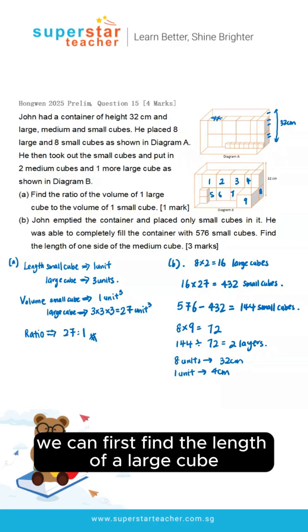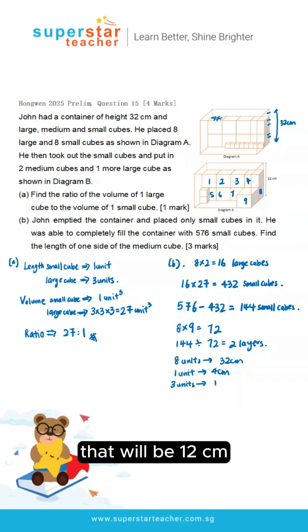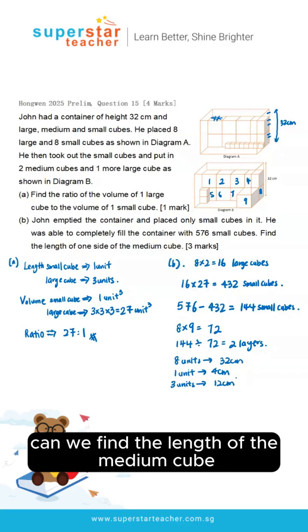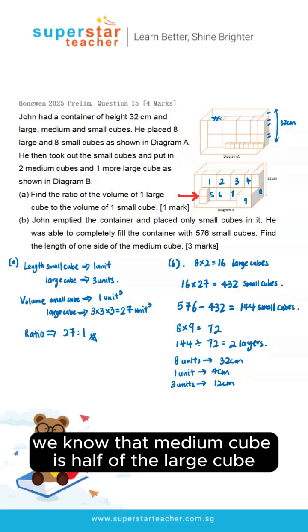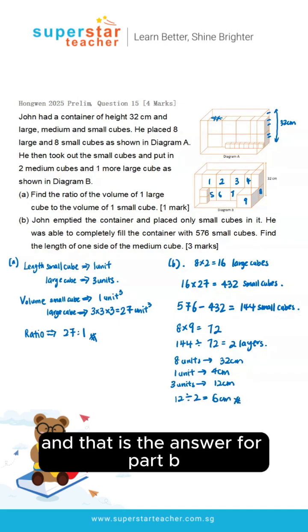We can first find the length of a large cube. The length of the large cube will be 3 units. That will be 12 centimeters. Can we find the length of the medium cube? We know that the medium cube is half of the large cube. 12 divided by 2 gives me 6 centimeters, and that is the answer for part B.